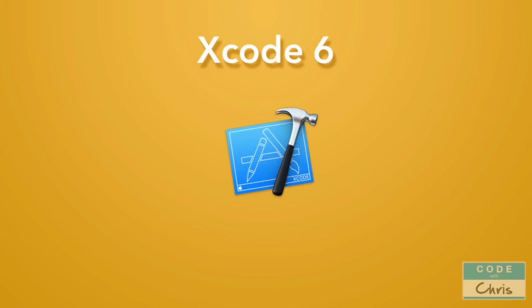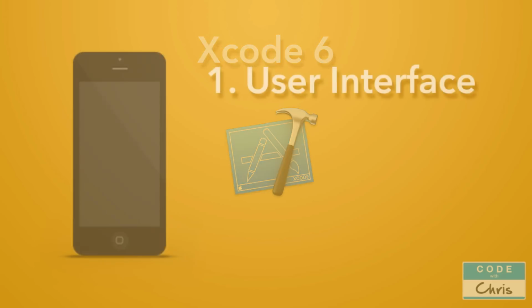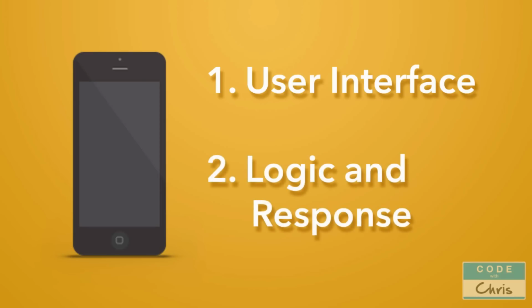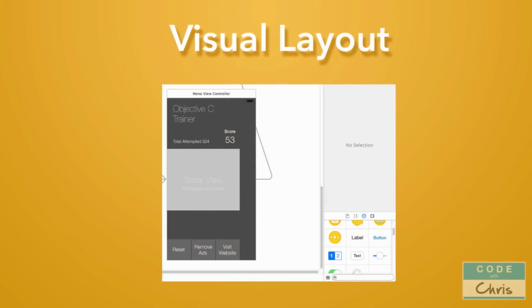So what does this Xcode program allow you to do? Well, if you think about an app for a second, at the very basic level, it consists of two things. The first thing being the user interface. That's what the user sees on the phone and what the user interacts with. And the second thing is all of the logic and response that happens in response to the user interacting with the app. So Xcode allows you to create this user interface visually, in fact, if you'd like, just by dragging and dropping elements onto the screen.